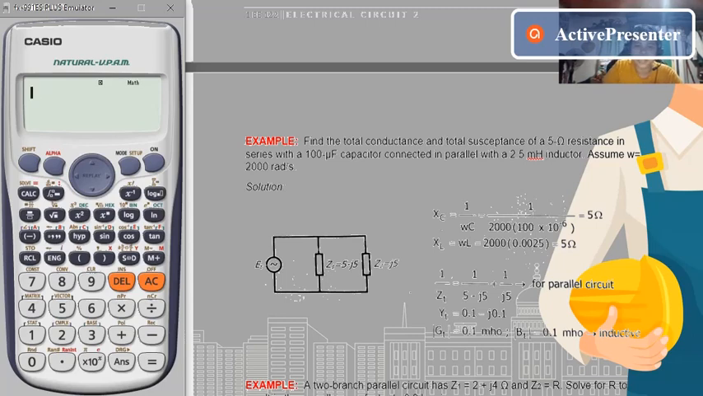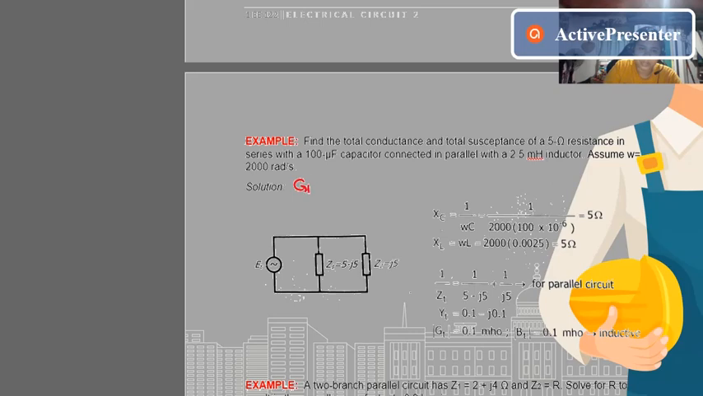Since the 100 microfarad is connected in parallel with a 2.5 millihenry inductor, first let's write our given from our problem. We have our capacitor, 100 microfarad, and our L, which is 2.5 millihenry.